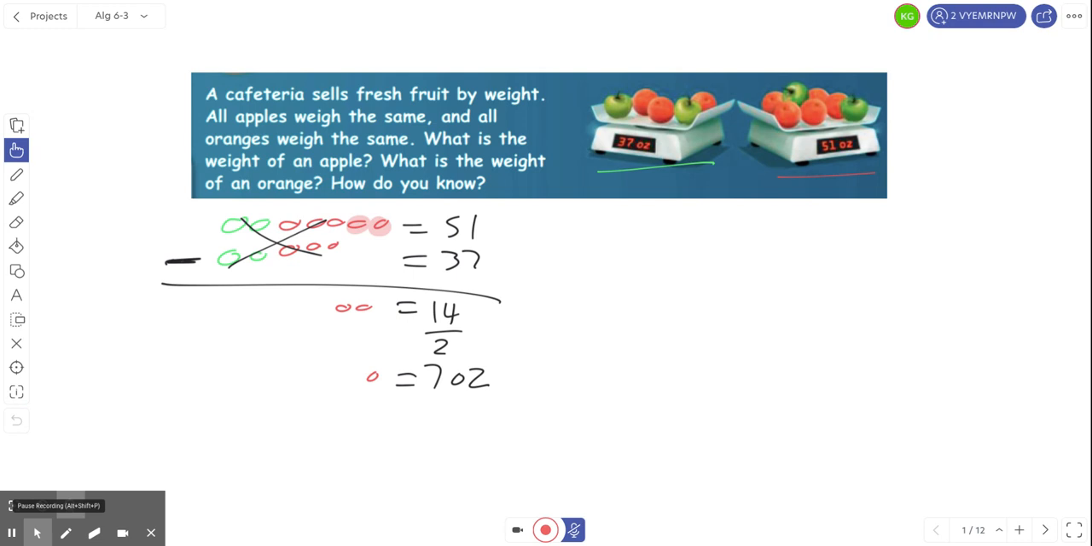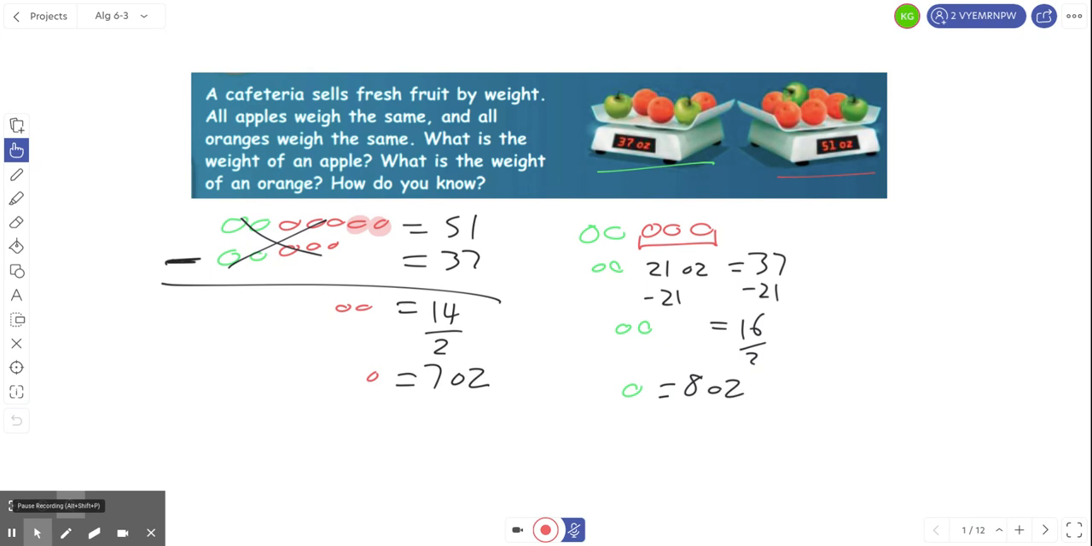And then I can say, hey, if 1 orange is 7 ounces, I'll go back to my scales and I'll say, well, then 2 apples and 3 oranges, well, these are each 7. So this is really just 21 ounces. So now I know that that is 2 apples and 21 ounces. That equals 37. And I can take away my 21, take away my 21, and find out that 2 apples weighs 16, divided by 2. An apple weighs 8 ounces.